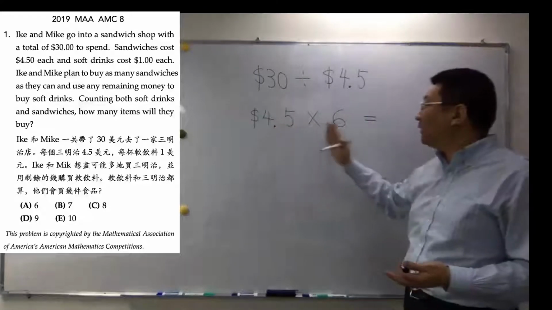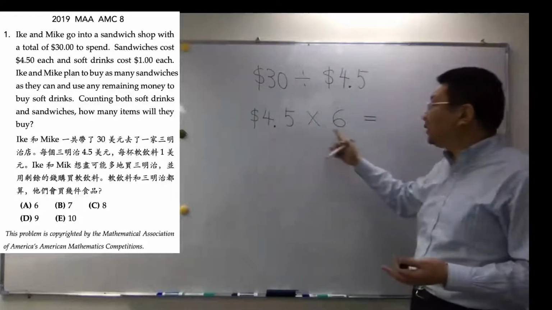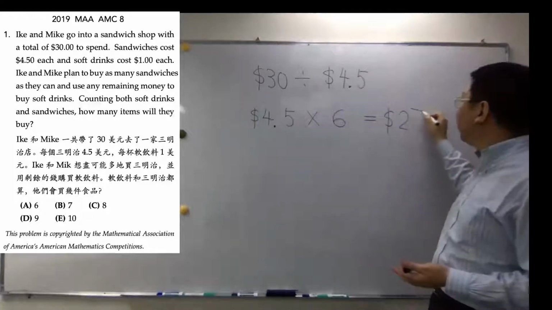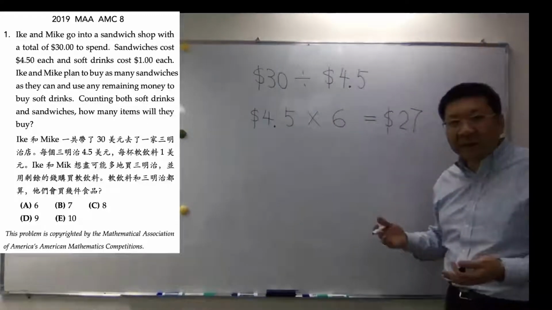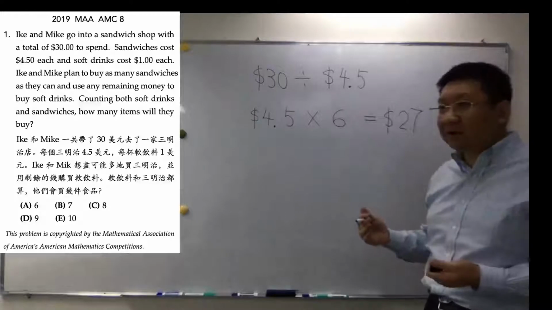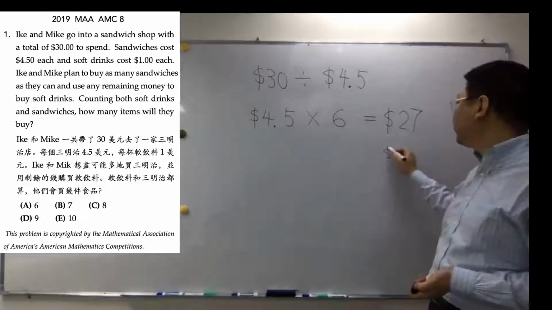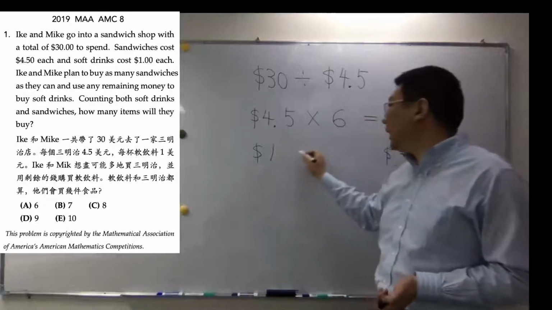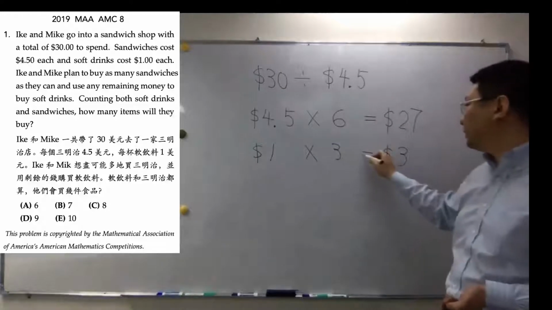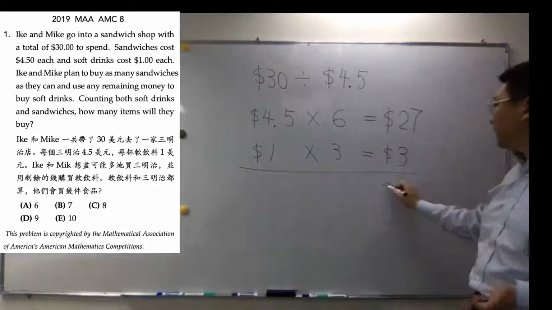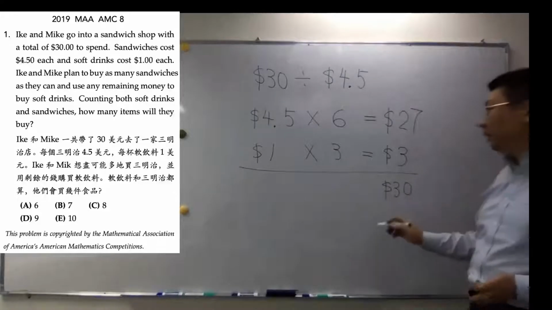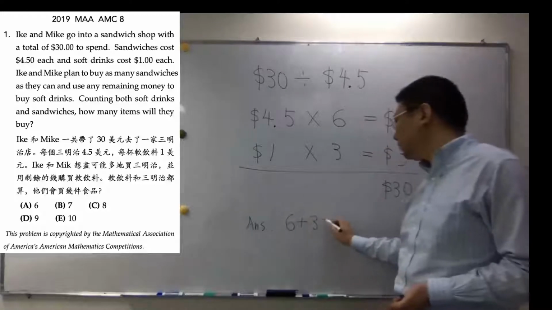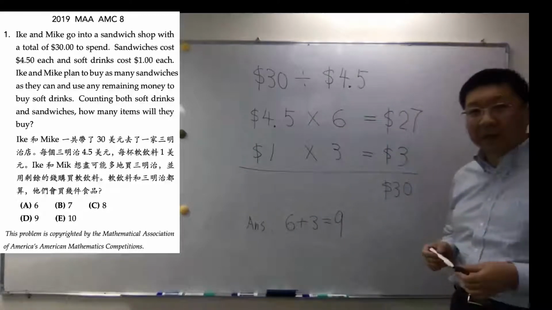But of course, 4.5 times 6 is not 30. 4 times 6 is 24. 0.5 times 6 is 3. So altogether, that's $27. So you buy 6 sandwiches, you will spend $27 with $3 left. Of course, $3 is not enough to buy the other sandwich, so you have to use them to buy soft drinks, 3 soft drinks. Then add up together, that's exactly $30. So we know the answer to this question is just 6 plus 3. You buy 9 items altogether.